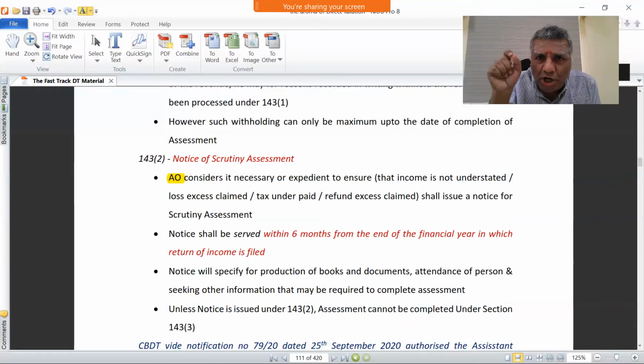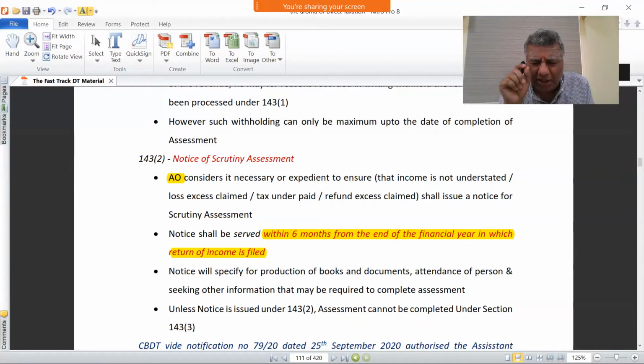Notice for scrutiny assessment, telling you that, boss, your case is taken for scrutiny assessment within 6 months from the end of the financial year in which return is filed. So for the year ending 2021, you will file the return now.